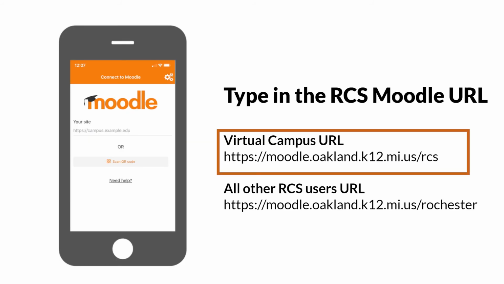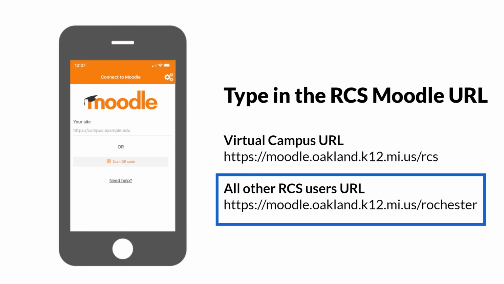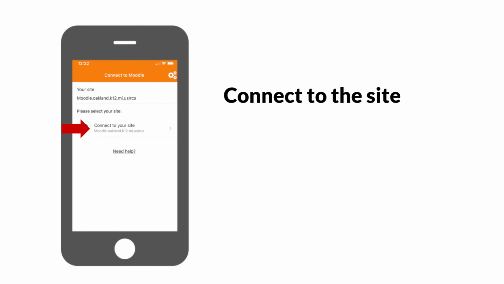If you are a student at the virtual campus, please make sure to connect with the virtual campus URL. All other RCS users need to use the other URL. Once you type in the URL, click Connect to the site. For this video, we will connect to the virtual campus Moodle URL.